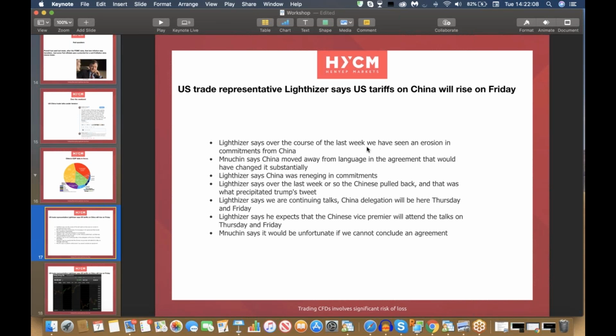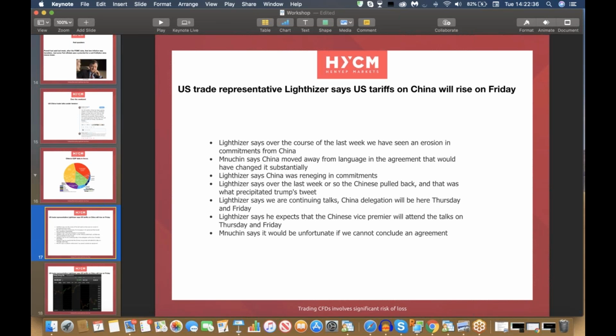And this is what he says was the cause. He said that over the course of the last week, we've seen an erosion in commitments from China. Mnuchin says China moved away from language in the agreement that would have changed it substantially. China was basically backtracking on their commitments, and over the last week or so the Chinese pulled back, and that was what precipitated Trump's tweet. So that was a big concern.